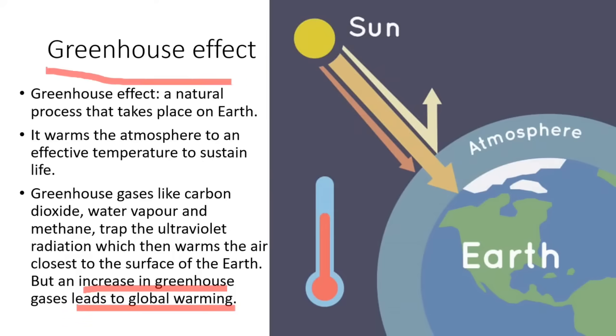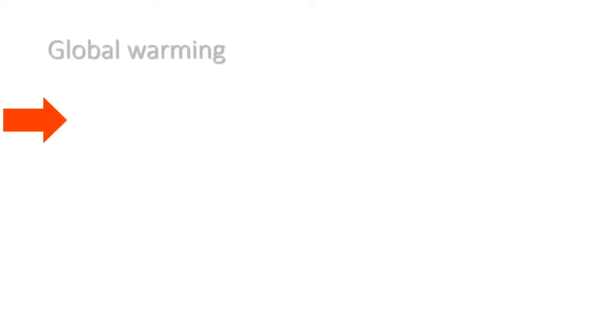The greenhouse effect is a natural process which we need to occur, but an enhanced greenhouse effect could eventually lead to global warming, which is something we don't want to happen. Let's have a look then at what exactly global warming is.